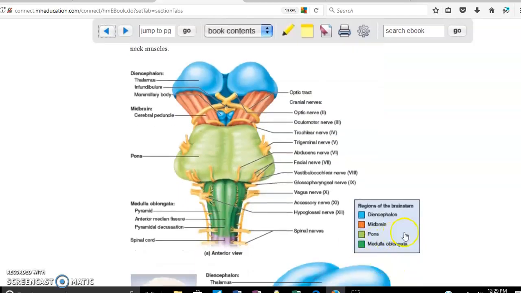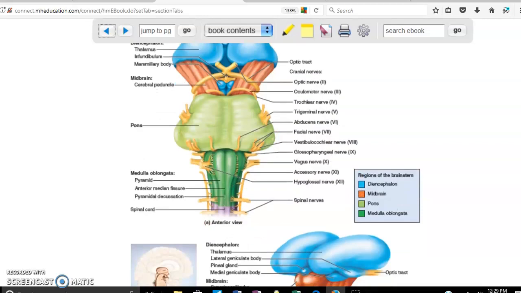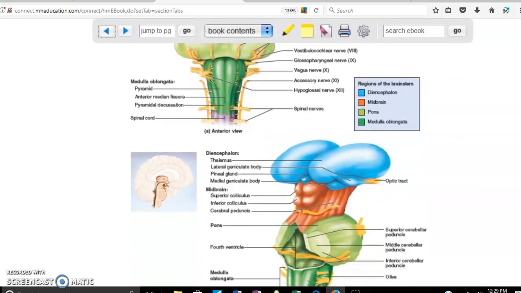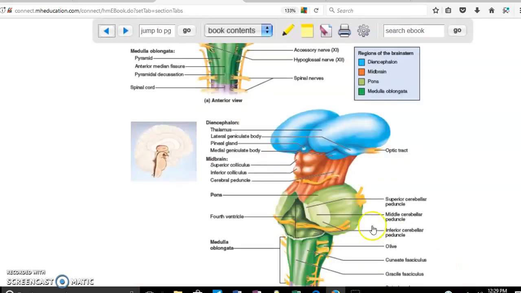Right here, you have midbrain, pons, medulla oblongata. The part that you see here in blue is the diencephalon. Some books consider the diencephalon part of the brainstem, but some books don't. So we are not going to consider that as part of the brainstem. If you look in here, you have the posterior view of the brainstem. Again, let's skip the blue part because that's the diencephalon, but we will cover it later on.